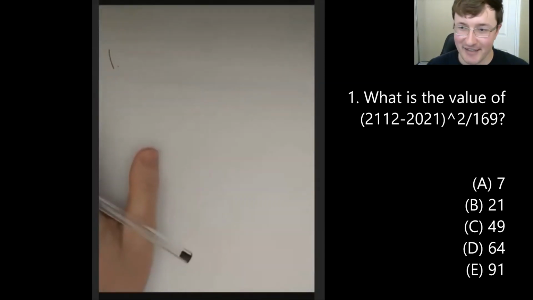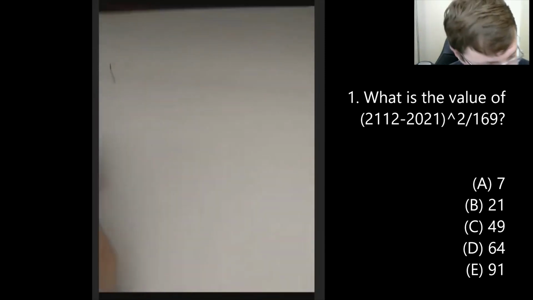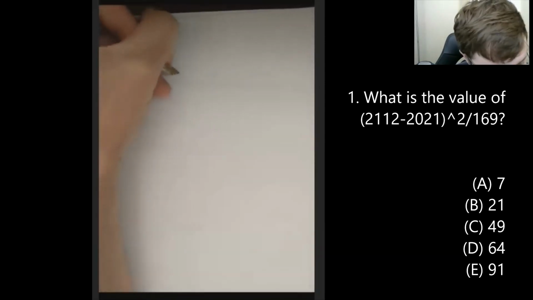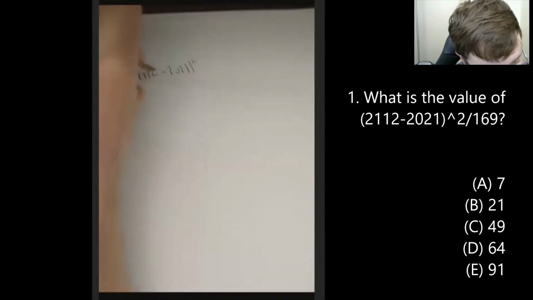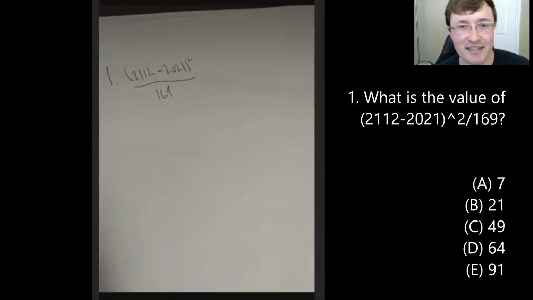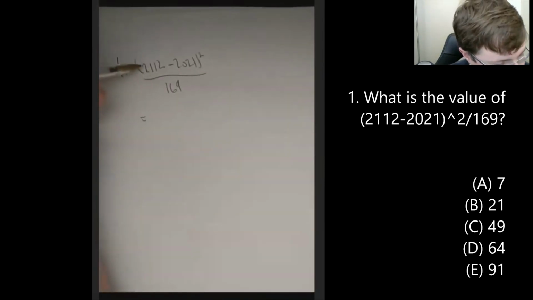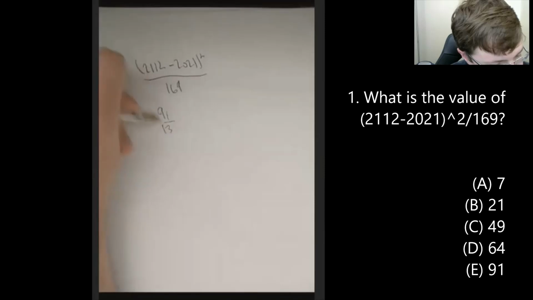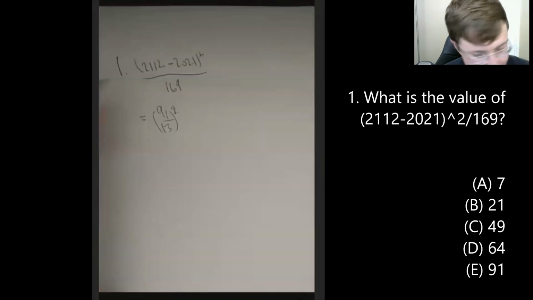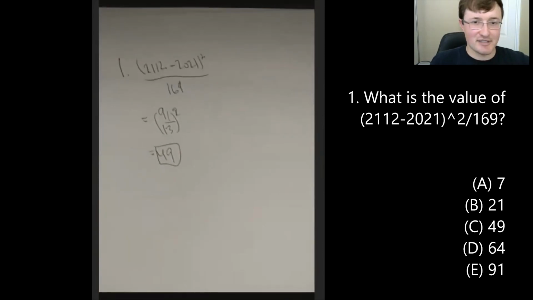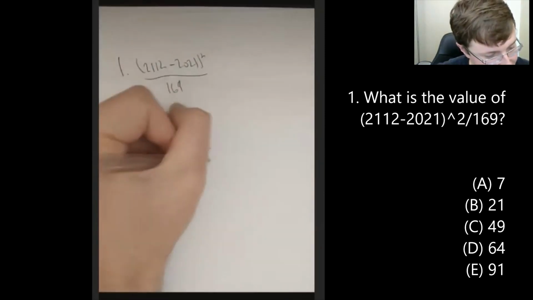I'll check it periodically. What is the value of 2112 minus 2021 squared over 169? Okay, so that's 13 squared in the denominator, and that's 91. So it's 91 over 13 squared. That's 7 squared, which is 49. Okay, so that should be C.